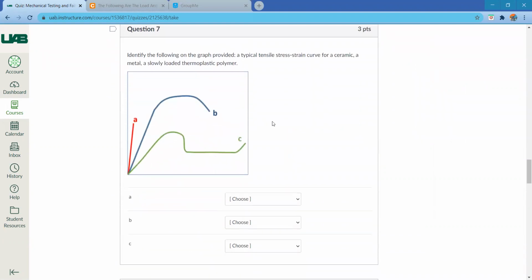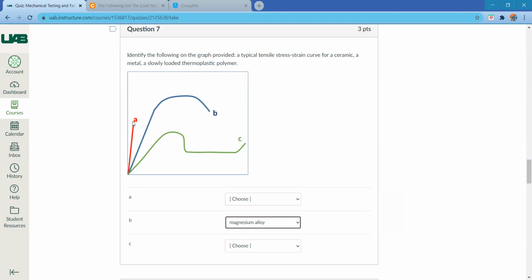All right, question number 7. A typical tensile stress strain curve for a ceramic, a metal, and a slowly loaded thermoplastic polymer. So B is clearly the metal in this case, or the magnesium alloy. The reason being, what a metal will do is it'll increase, reach that peak, which is the tensile strength, and then it'll experience necking before finally snapping and stopping.